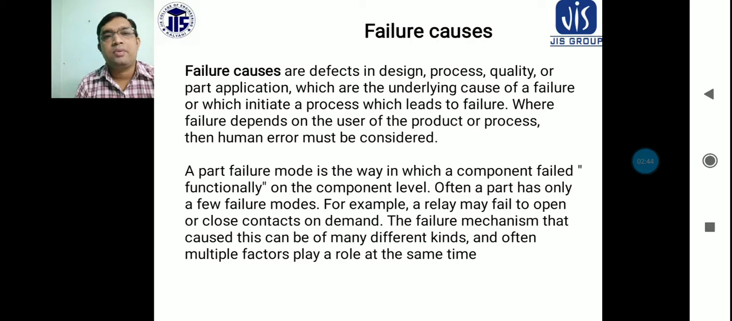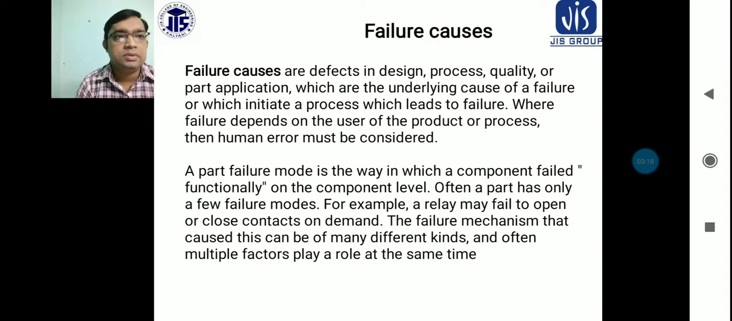Another thing: a part's failure mode is the way in which a component fails functionally at the component level. Often a part has only a few failure modes. For example, a relay may fail to open or fail to close contacts on demand. This type of failure occurs.